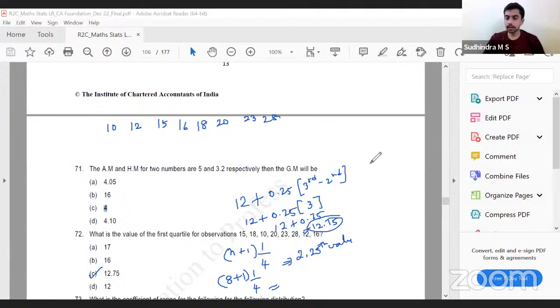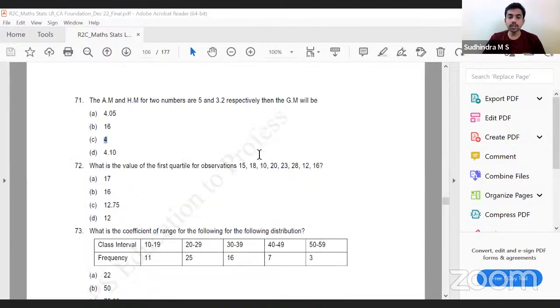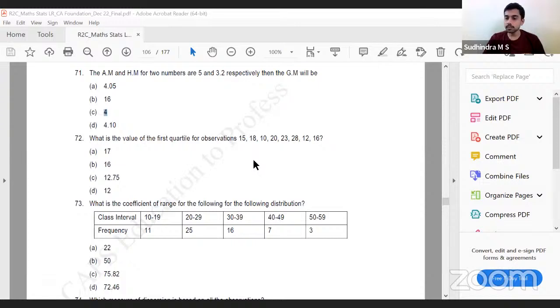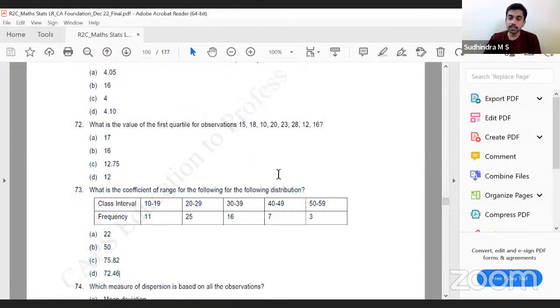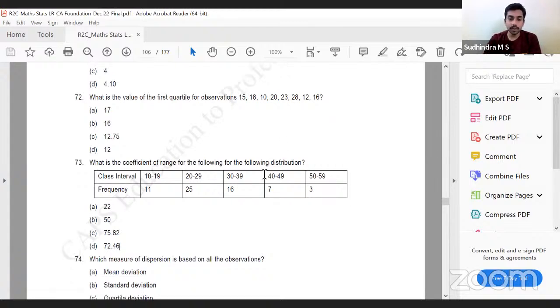Done? Yes. If we are done with that question, we'll move on to the next question. Question number 73. What is the coefficient of range from the following data? Same question, repeated from 72. Okay, we have already solved it in the previous paper.